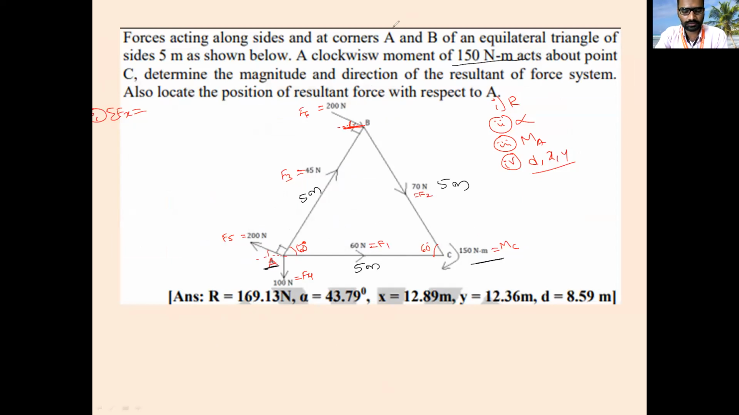Sir, I did not understand point B, sir. How was the 30 obtained at point B? Okay, I will take the same problem. I will discuss how to solve this one.